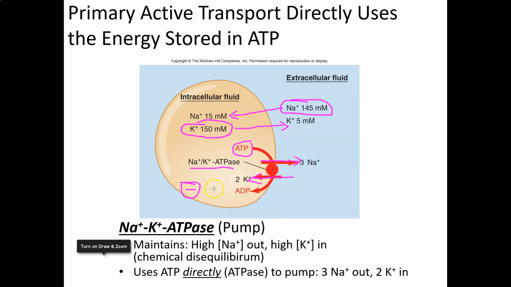So that's the sodium-potassium pump. There's only 3 other ones. As an example, the hydrogen pump in the mitochondrial membrane for the electron transport chain is one. And calcium is another one that pumps calcium in muscle. So that's primary active transport, and that's the one you should know, the sodium-potassium pump.